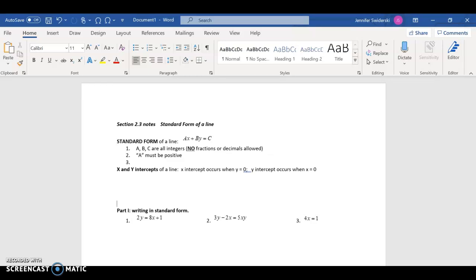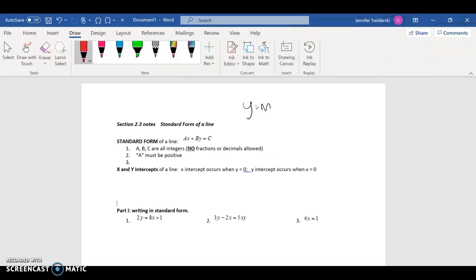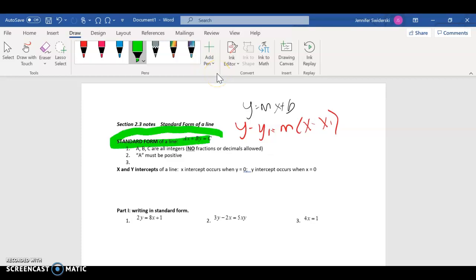Guys, section 2.3 is on standard form of a line. So far in chapter 1, we've talked about slope-intercept form, which was y is equal to mx plus b. We've talked about point-slope form, which was y minus y1 equals m times x minus x1. And today we're going to be talking about standard form, which is the other form of a line you need to memorize, which is ax plus by is equal to c.